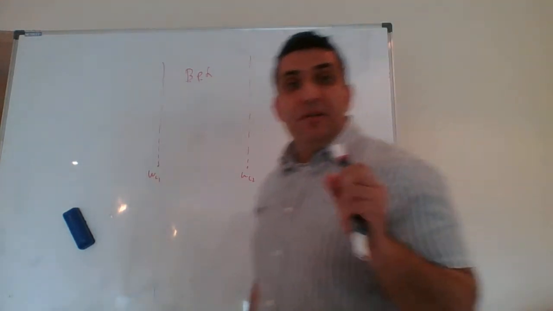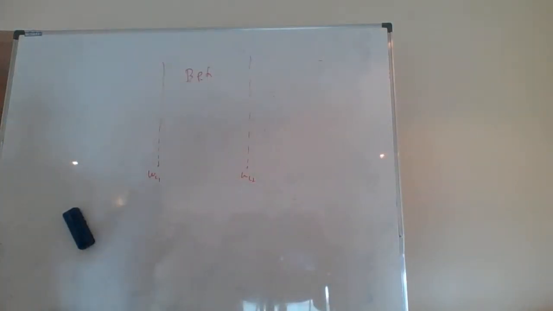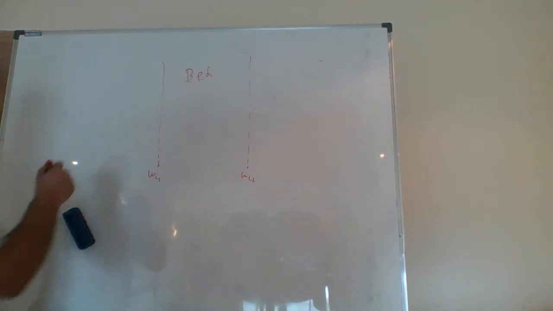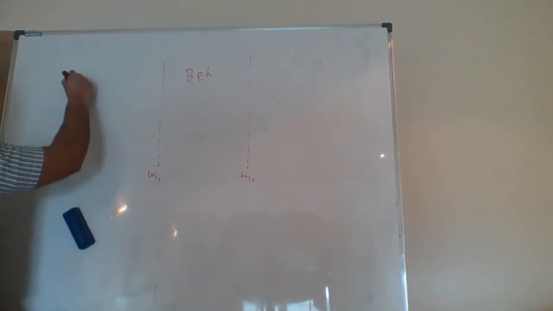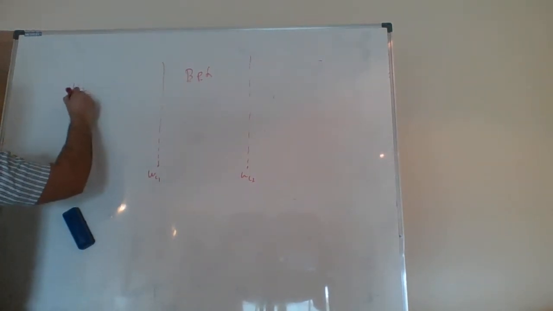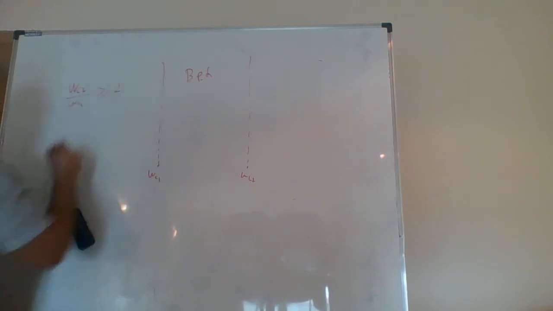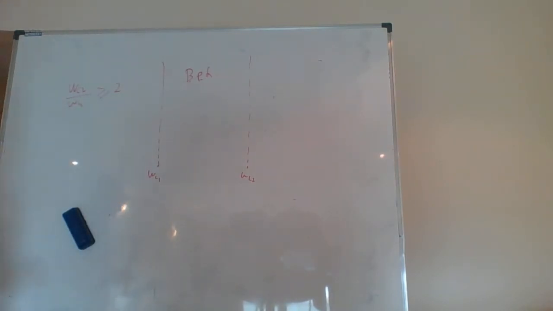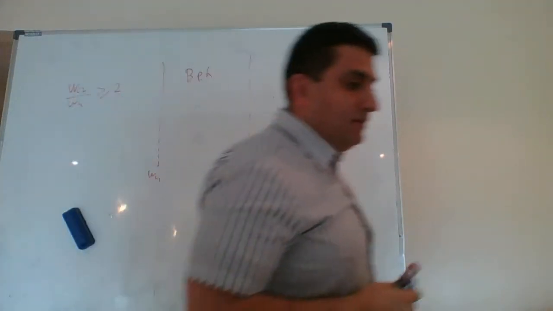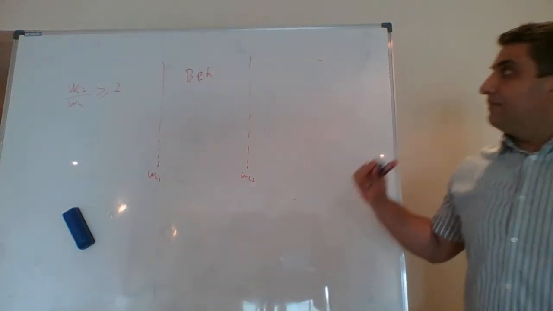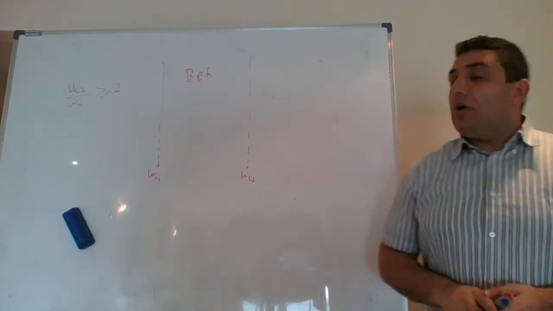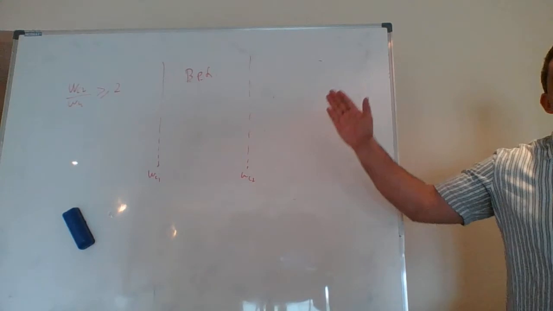Guys, I want you to memorize this very carefully. For a broadband filter, it requires the following. I need omega C2 over omega C1 equal to 2. I need this relationship for a broadband filter. So how can I design the system?